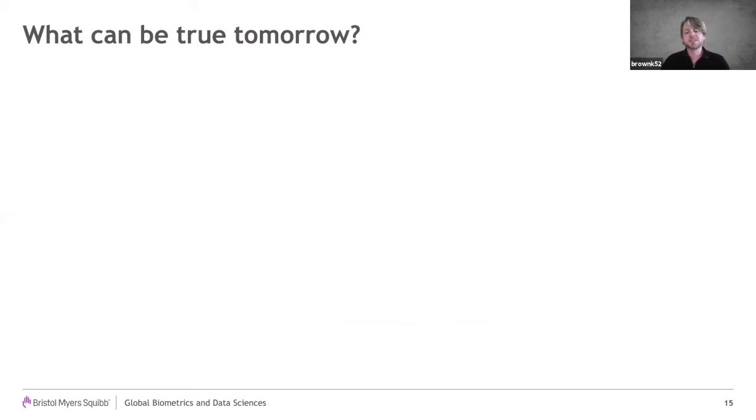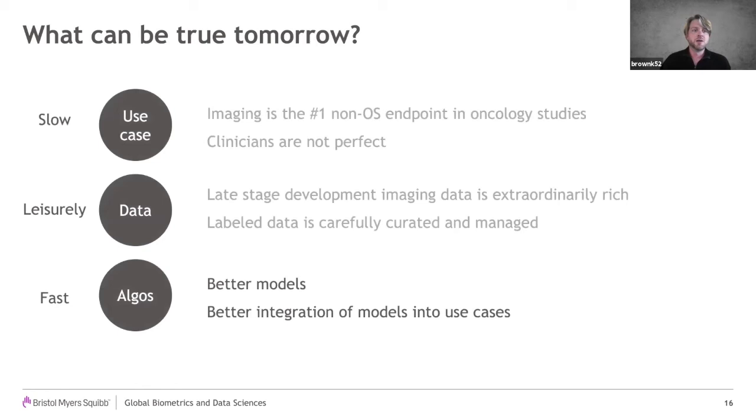But we can ask, what can be true tomorrow? And what are the basic steps that we would take to get there? And I think as an industry, it's worth taking stock of what the academic and industry partnerships from Facebook AI Research, from DeepMind, from OpenAI have to offer in terms of rapidly developing and deploying these solutions. So in terms of timescale, we know that at a slow pace, these use cases aren't going to change. We know that at a leisurely pace, the data is not going to change. We're still going to collect data for clinical trials. We're still going to rigorously curate and manage that.